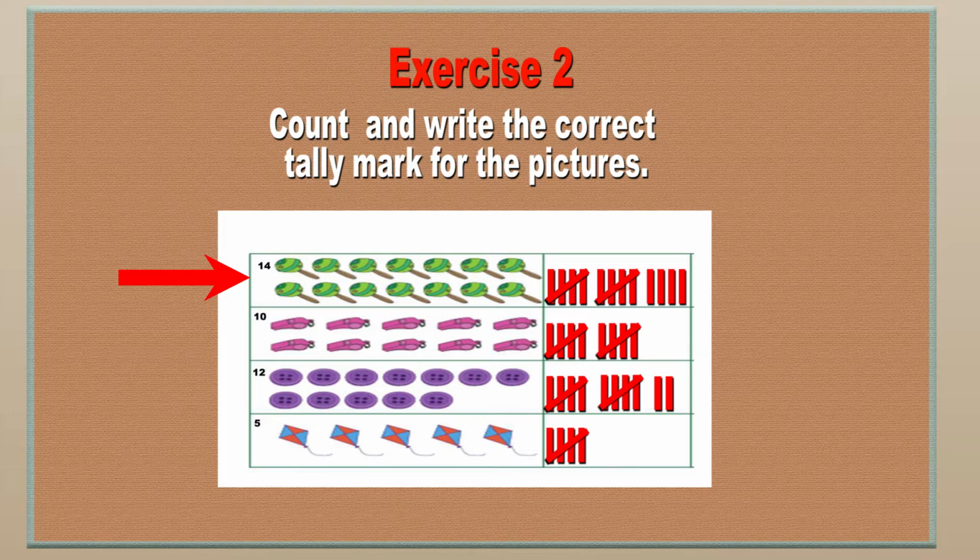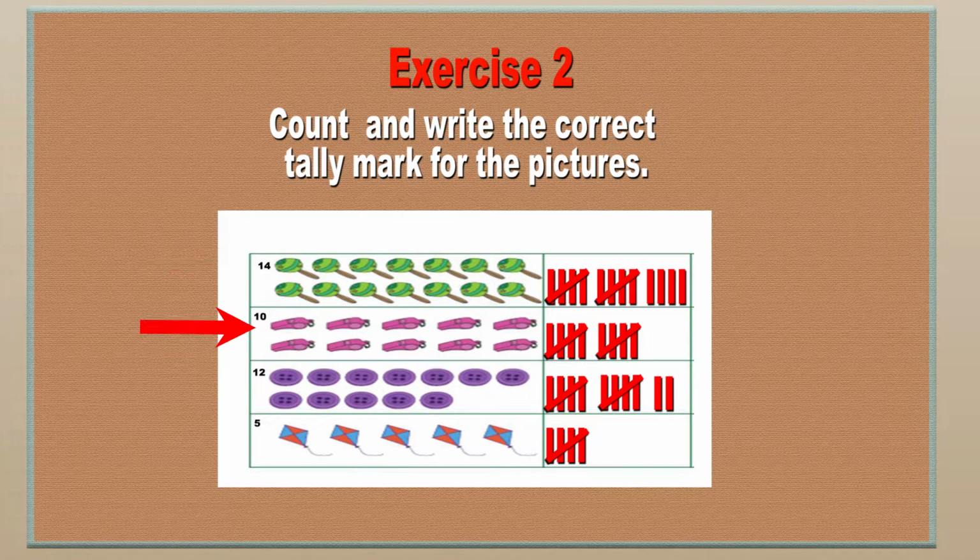Next, you were asked to count and write the correct tally marks for the photographs. The first one depicts a total of 14 lollipops. To write 14, we have to put 2 5s and 4 singles. So we have two symbols that represent the numeral 5 and then the 4 vertical symbols to represent the numeral 4. And that's how we write the number 14 using tally marks.